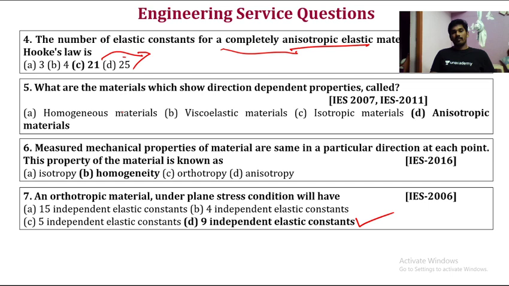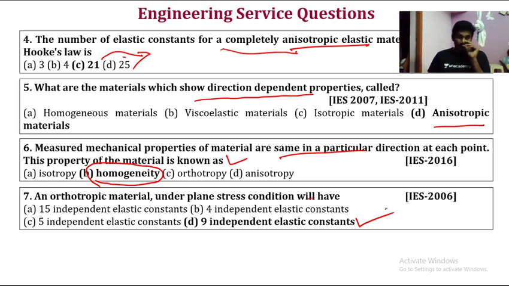When a material shows direction-dependent properties, that means if you measure a mechanical property and it varies based on the direction, then it is called an anisotropic material. Next one. Measured mechanical properties of a material that are the same in a particular direction at each point, this property of the material is known as homogeneity, meaning homogeneous material. An orthotropic material will have 9 independent elastic constants.